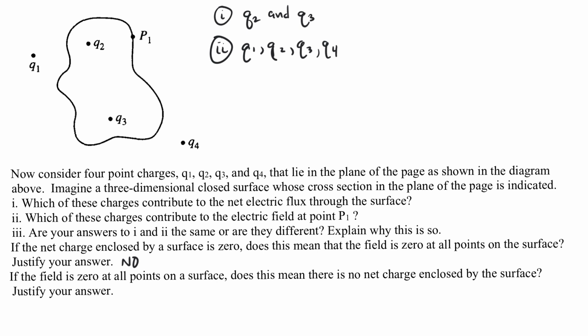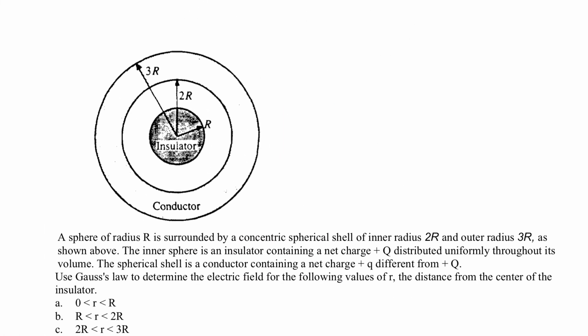If the field is 0 at all points on the surface, does this mean there is no net charge enclosed by the surface? Justify your answer. Well, the answer is in Gauss's law itself. I mean, if you do the integral, but E is 0 at all points, you're going to get a total flux of 0. That means there has to be a net charge of 0. The law is the law in this case. All right, that's the first question. Let's go on to this question.